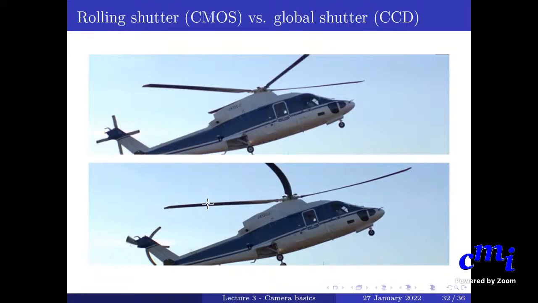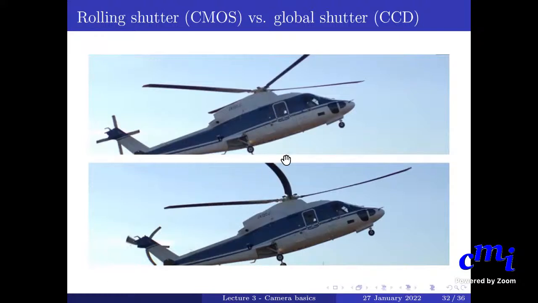Is this difference clear? Ma'am, is there a need for CMOS cells to go for a rolling shutter? This I don't know. This is a question for an electrical or electronics engineer. I don't know why CMOS is always paired with a rolling shutter and why CCD is always paired with a global shutter. This I don't know.